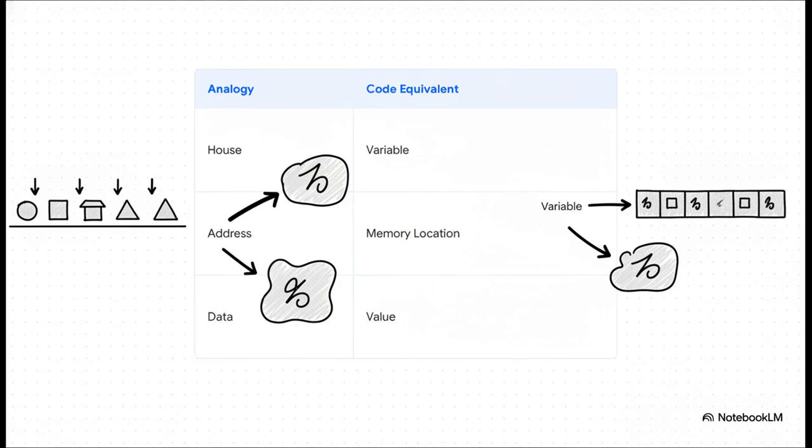To really get this, you have to think of your computer's RAM like a really long street. On this street, your variables are the houses. Every single house has an exact address, right? That's its memory location. And the data, like the number 25, well, that's the value actually living inside that house. Every time you declare a variable, the computer is basically building a house, giving it an address, say address 1000, and putting your data safely inside.